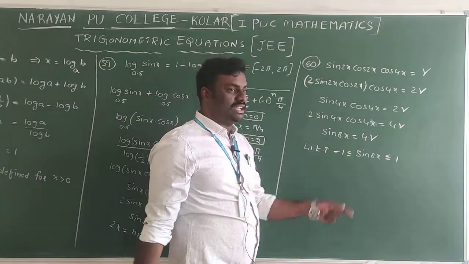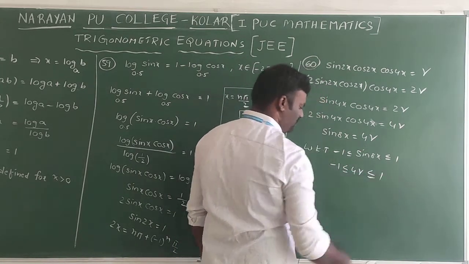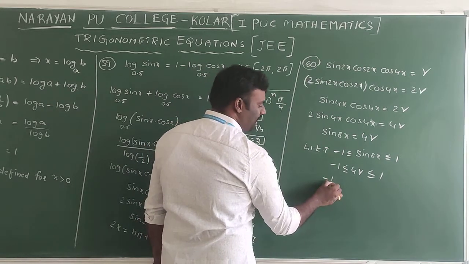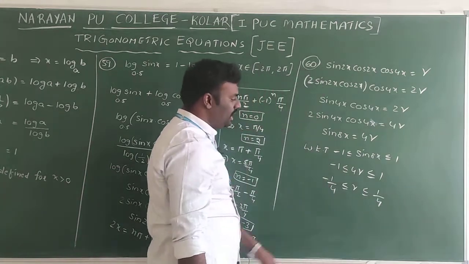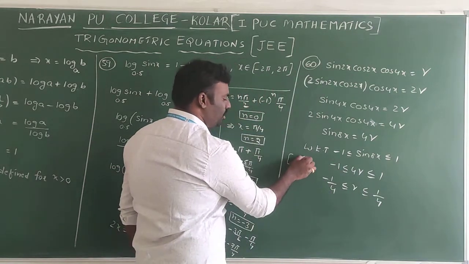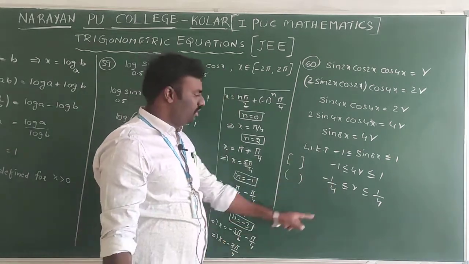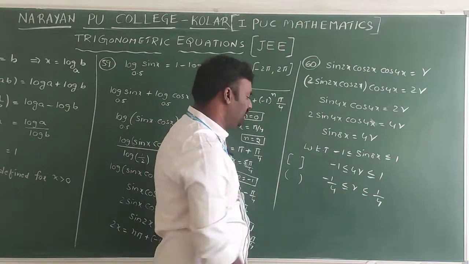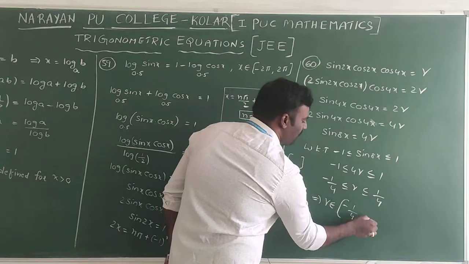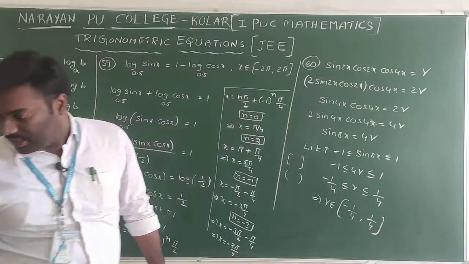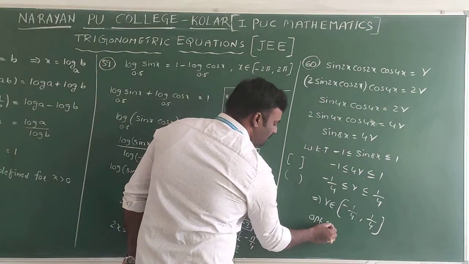We know that sin 8x lies between minus 1 to 1, the sin range. So in place of sin 8x you substitute, minus 1 less than or equal to 4 gamma less than or equal to 1. Divide the equation by 4, minus 1 by 4 less than or equal to gamma less than or equal to 1 by 4. If equal to is there, we write closed bracket. If equal to is not there, we write open bracket. So if equal to, this value is also included, that's why gamma belongs to closed bracket minus 1 by 4 comma 1 by 4. This is the answer for question number 60, that is nothing but option B.